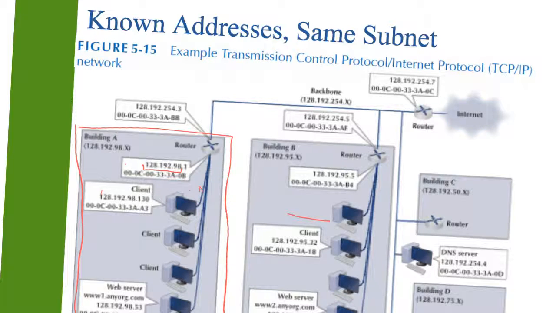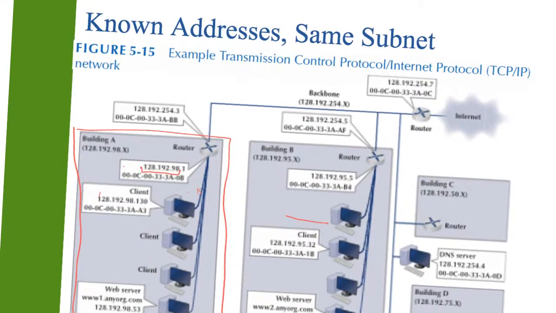Also notice that the connection between the routers, from this point all the way to that router, to this router, to this router, all this red link, sits on a separate network. There is a third IP address class, which is in this case 128.192.254.5. So keep that in mind.